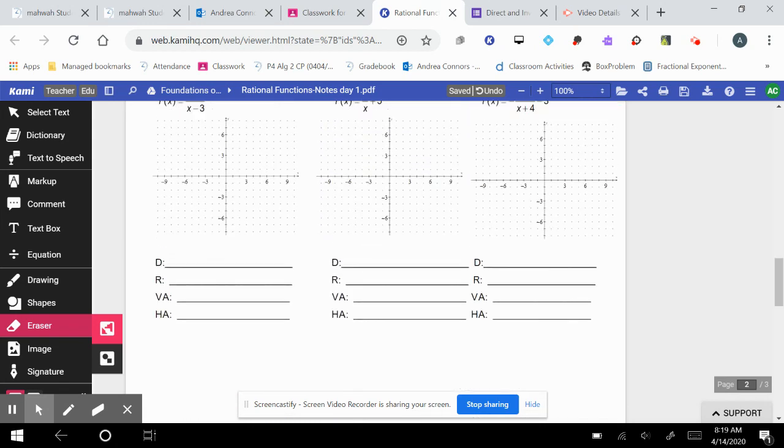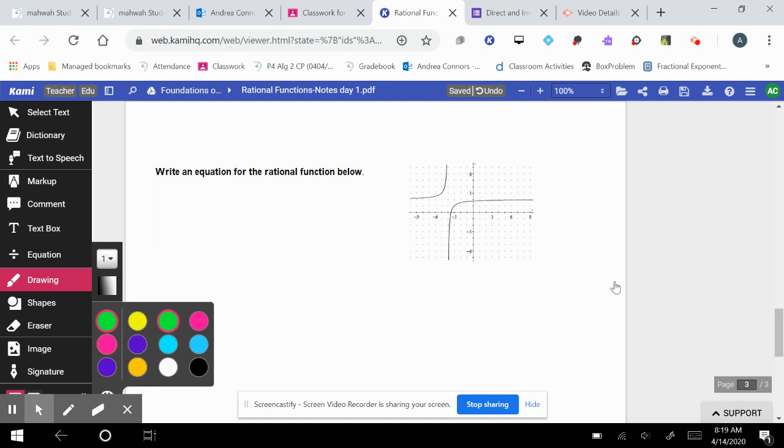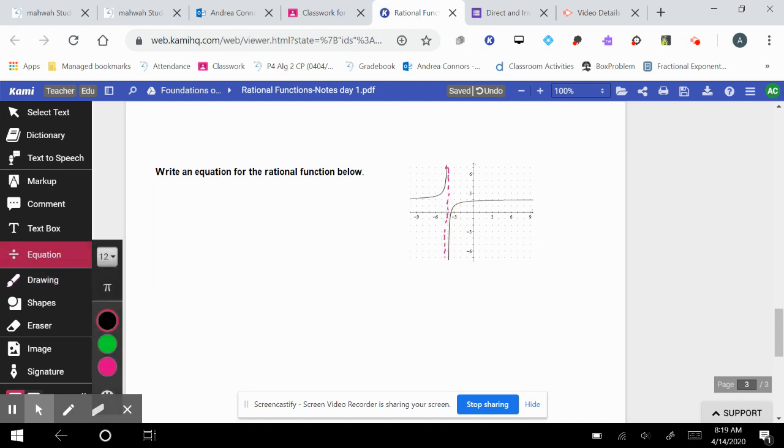And then the last one I'm going to try to get through before my time runs out is writing an equation. So writing an equation, you first have to find the asymptote. So here I'm going to go down. So I have an asymptote. Went over the line there. I have an asymptote here at x equals -4. And then I have an asymptote here at y equals 2.